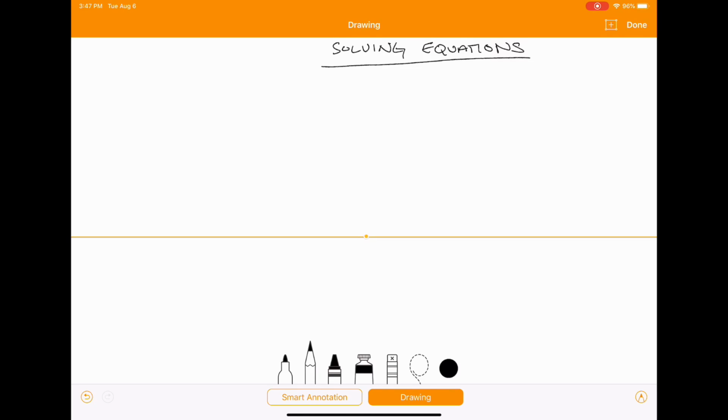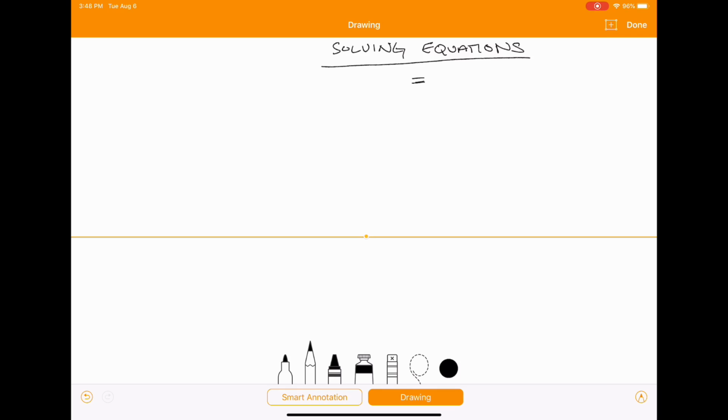So an equation is going to be like an expression, except that it's going to have an equal sign. And we can use that then to help us solve for our variable.